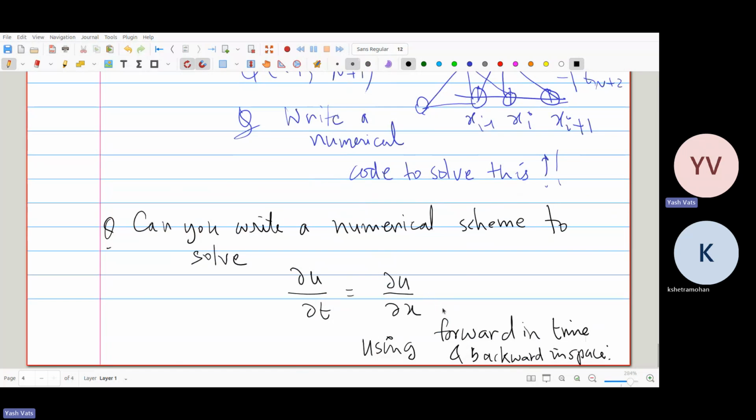And how do you do that? You can use an initial condition, something f(x), right? Find out this. Just try to write this.